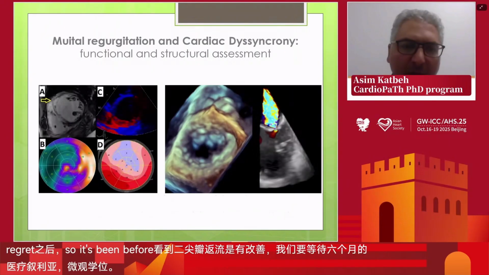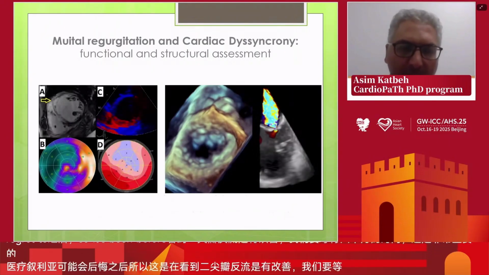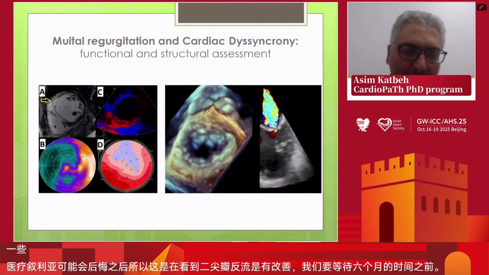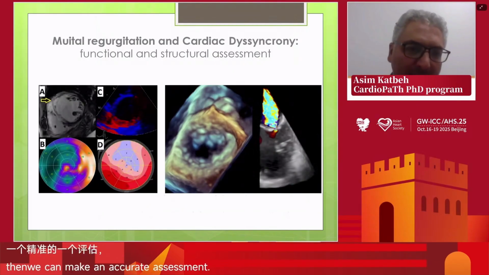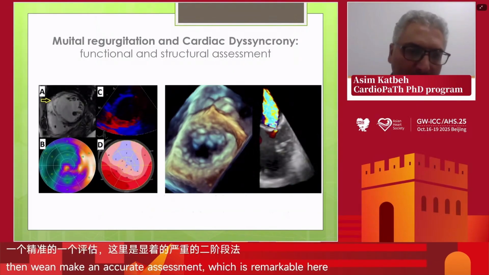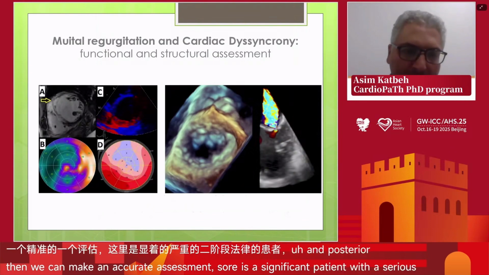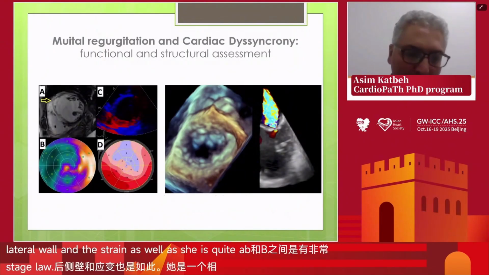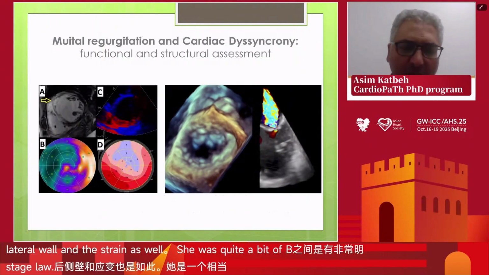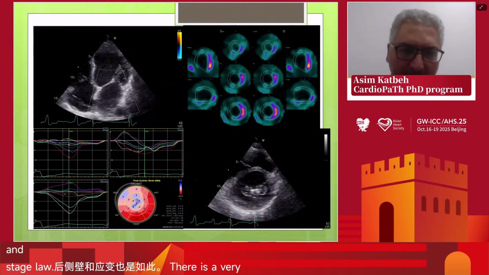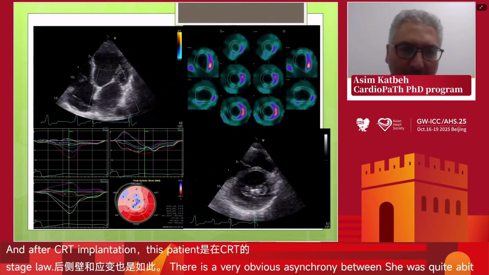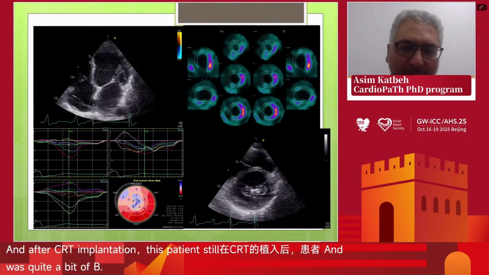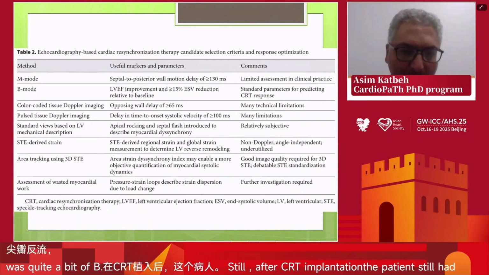This is another example of a patient with severe mitral regurgitation, and the CMR showed late gadolinium enhancement in the septum and the posterolateral wall, and the strain as well showed dyssynchrony between the anterior septum and the posterolateral wall. After CRT implantation, this patient still had significant mitral regurgitation, and was a candidate for MitraClip therapy to improve his symptoms.